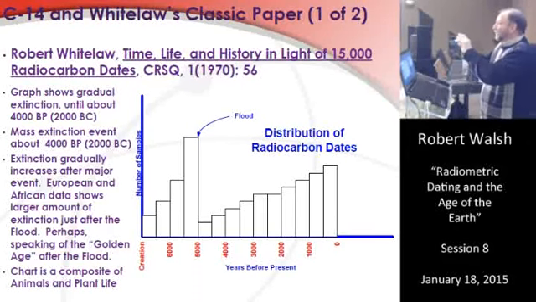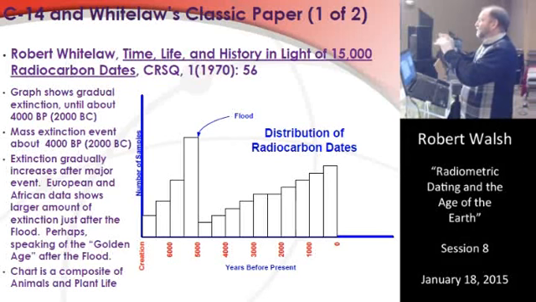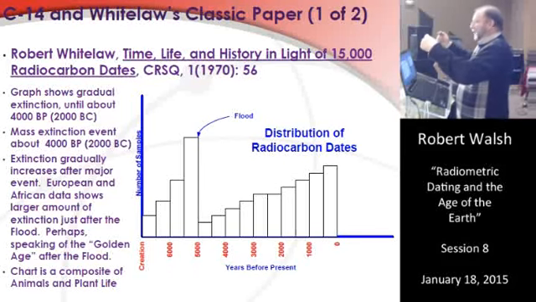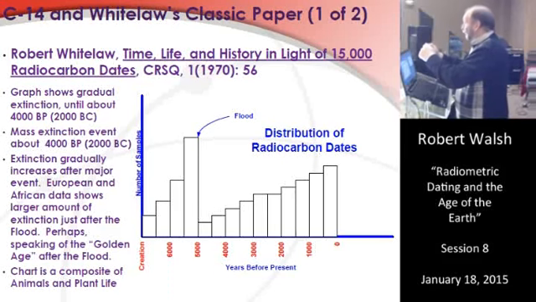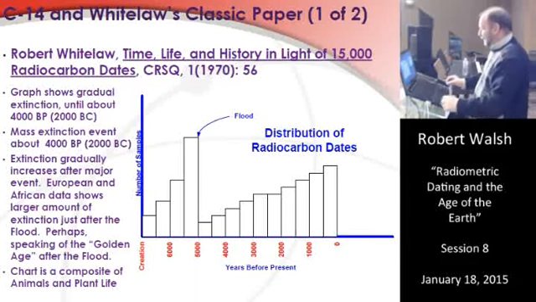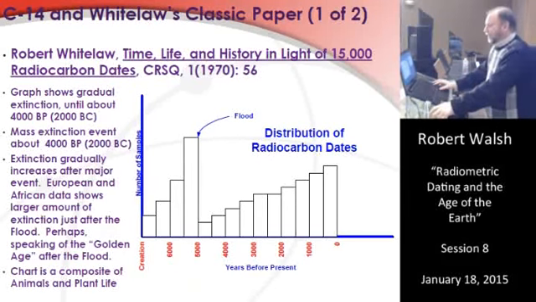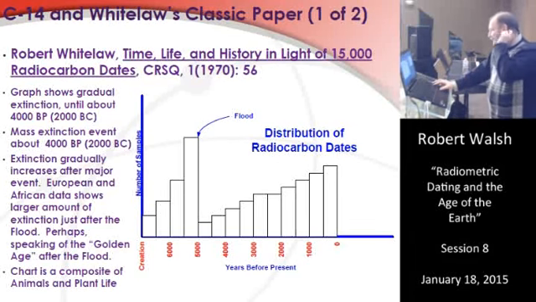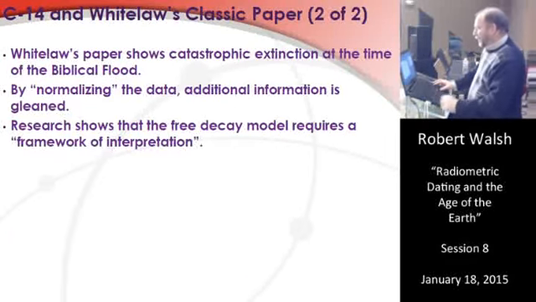So as you go out further from Ararat, so to speak, the ages, I should say it this way, as you get closer to Ararat, the radiometric dating, the carbon-14 dating ages get older. And you would expect that, right? That's where civilization started, according to the biblical record. It's a fascinating paper. Whitelaw's paper shows catastrophic extinction at the time of the biblical flood. By normalizing the data, additional information is gleaned.